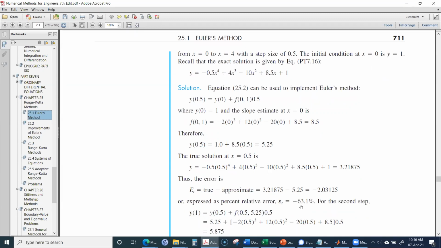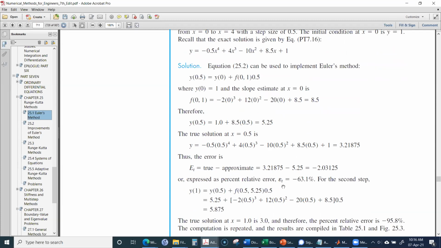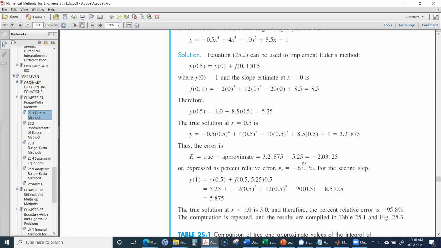However, we can reduce this error by taking a smaller step size, and later on we can even make some modifications in the method itself to reduce the error. But as a starting point, we can see how we can calculate the values of y, the values of the function, using Euler's method.